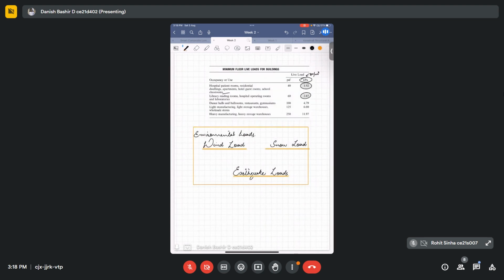Impact loads can be, for example, a blast in any building or something very heavy striking a building. Those loads can be categorized as impact loads, and their analysis comes in dynamics, not in statics. This is a static analysis of structures, so their analysis comes in the dynamics of structures. Impact loads are very dangerous for our structure. And then our wind loads, I already discussed these.